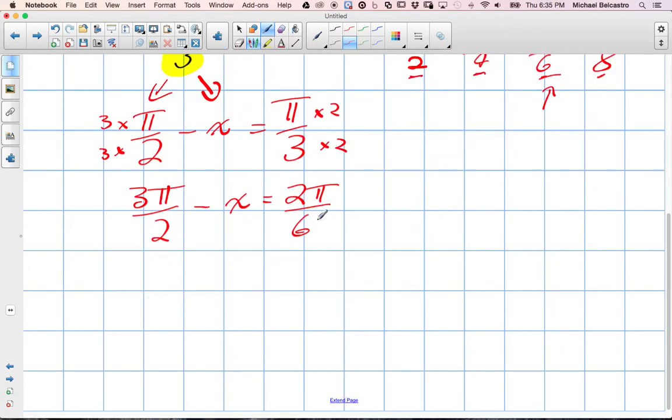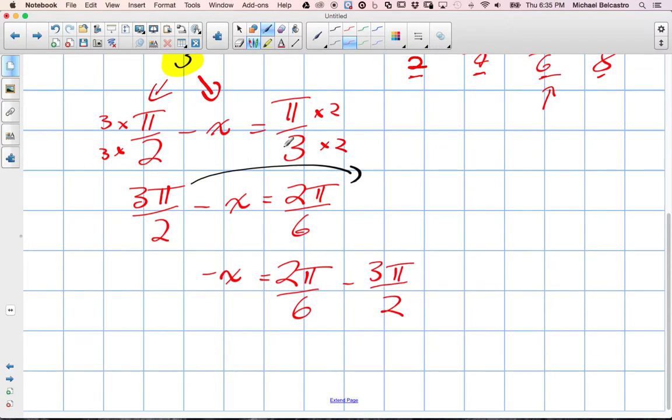Great. So now that I know that, I want to isolate for my x. Okay. So let's move our 3 pi over 2 to the other side. When we do that, we're going to be left with negative x is equal to 2 pi over 6. Subtract 3 pi over 2.